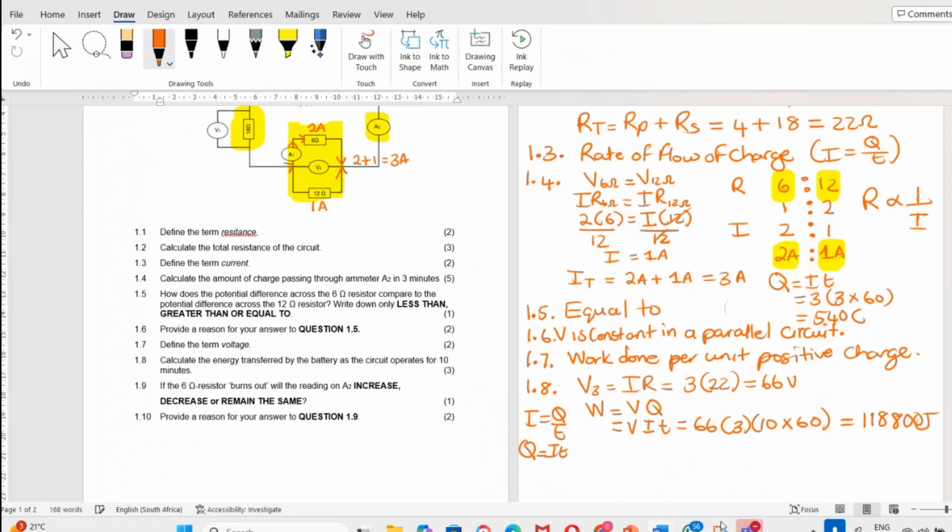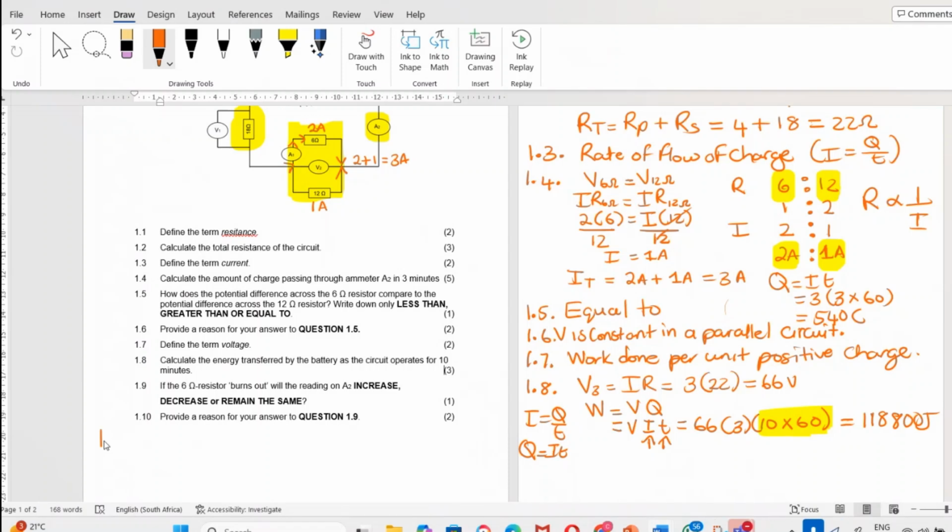118,800. If the question says how much energy is the battery transferring per second, then you wouldn't need to worry about that part, okay? Because you would take the current anyway and multiply it by 1 second. That's pretty much how you do that.